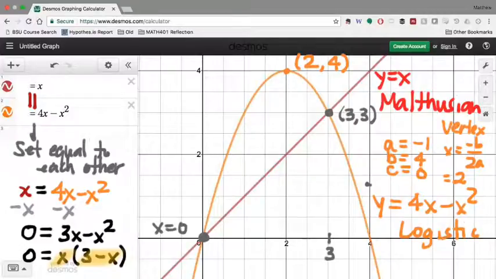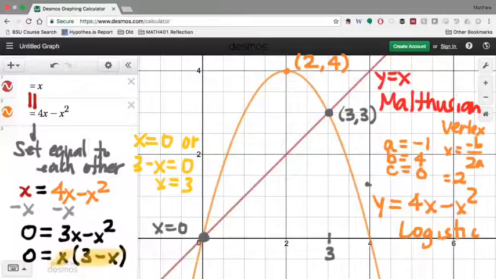The first is x equals 0, which is already solved. I don't have to do anything. The second is 3 minus x equals 0. And the solution of that is x equals 3. So sure enough, our eyes were not deceiving us here. The two places where these graphs intersect are at the x-coordinates 0 and 3.